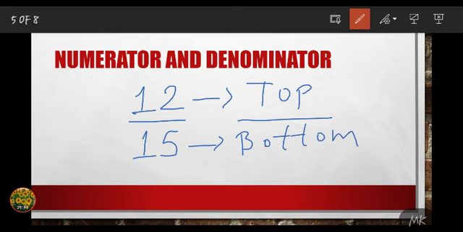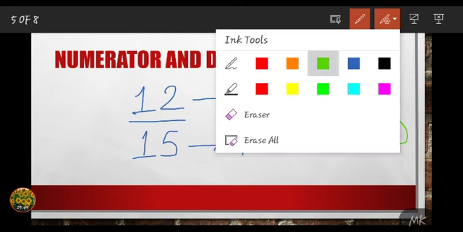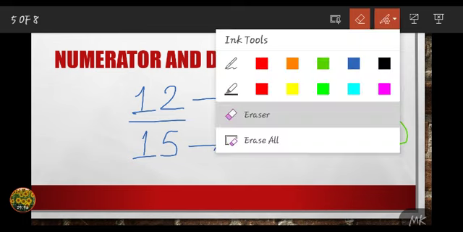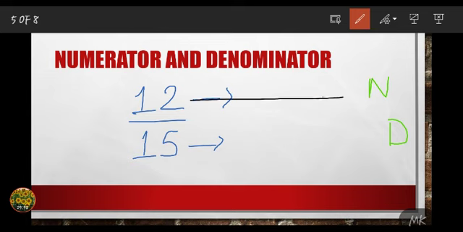Okay. So the top part of a fraction is always a numerator, and the bottom part of a fraction is always a denominator. Okay, so we can say that 12 is a numerator in this fraction and 15 is a denominator in this fraction.